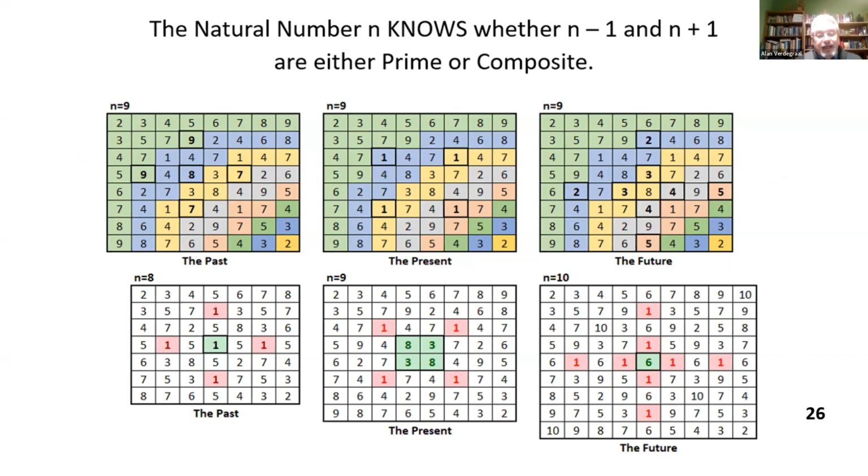So n knows its past, present, and future state regarding primality of itself and its immediate neighbors. And this is a novel thought in mathematics. Prior to this research, no mathematician could state that an arbitrary number following any n would be prime or composite without running primality tests on n+1 or n-1. And this is the result described in this paper.